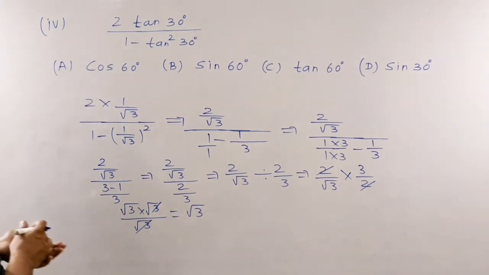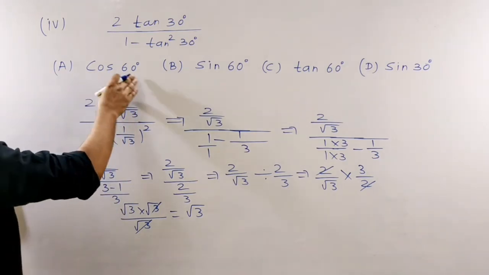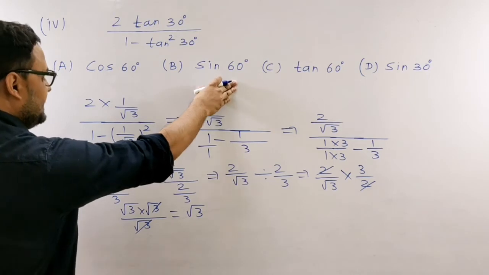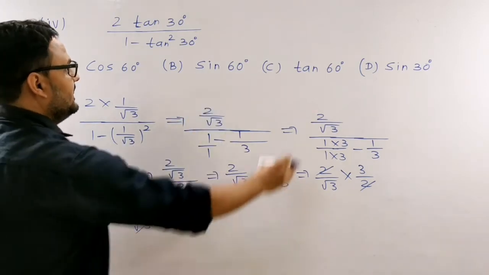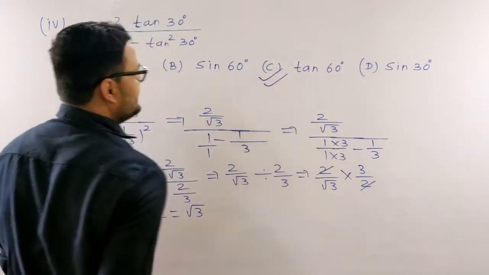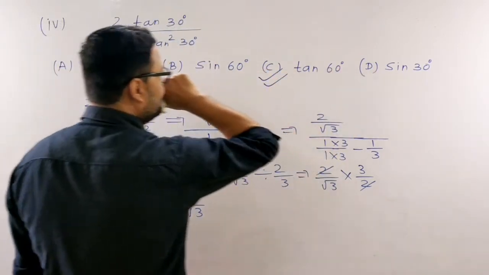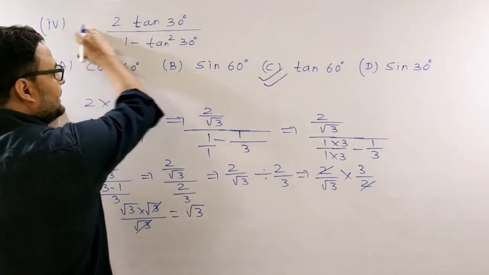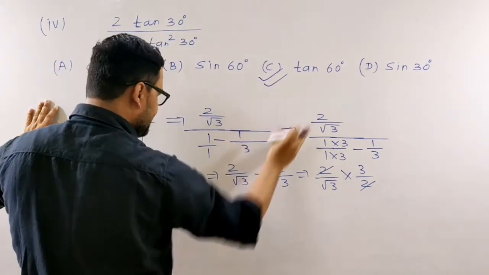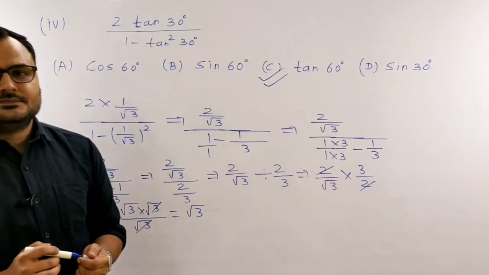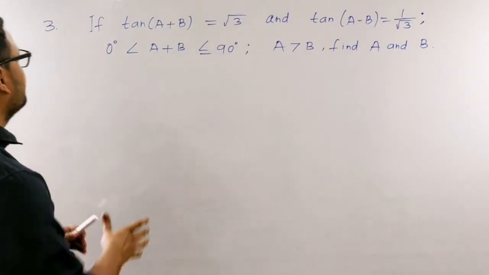Now, if we check the options, cos 60 is 1 by 2, not possible. Sin 60 is root 3 by 2, not possible. Tan 60 is root 3. So C is the right answer. And if you check sin 30, that is 1 by 2, not possible. So for the fourth one, the right option is root 3, which means tan 60.